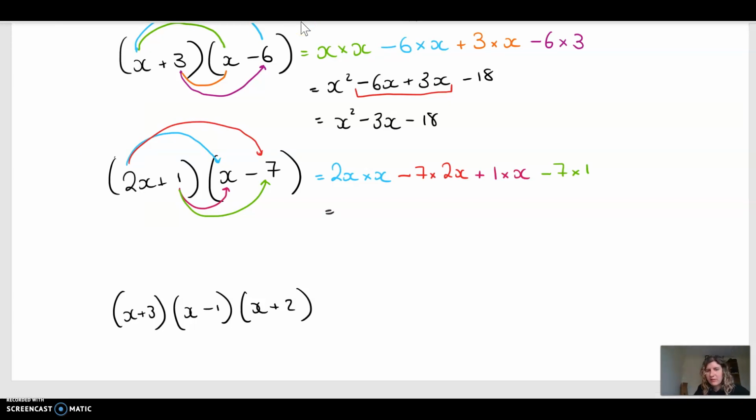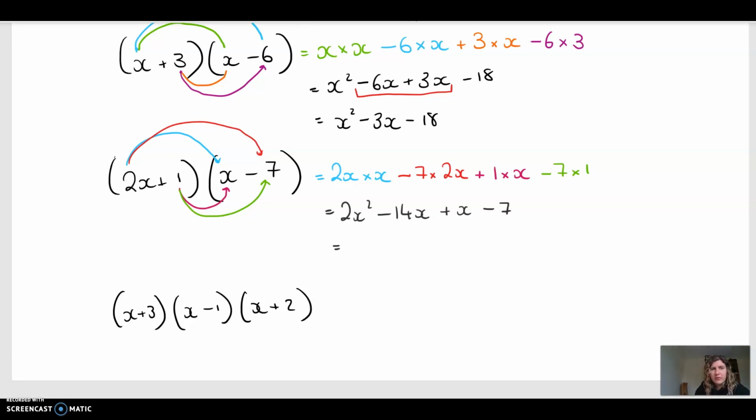Okay, we can now simplify this. So here we've got 2x times x, so that's 2x squared. Negative 7 times 2x, well, 2 lots of 7 is 14, so that's negative 14x, plus 1 lot of x, so that's just plus x. And then negative 7 times 1, negative 7 on the end.